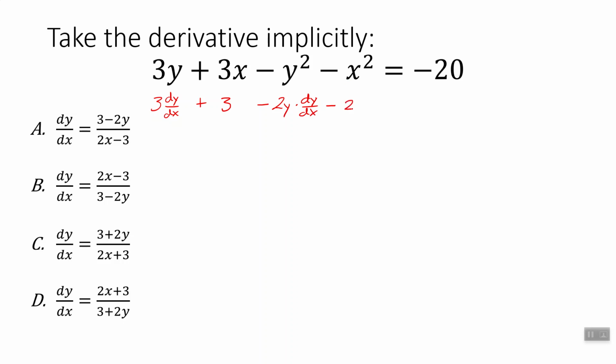Minus the derivative of x squared is just going to be 2x, technically times dx, but we don't have to put that. Equals the derivative of negative 20, which is 0. All right, so that was step 1.